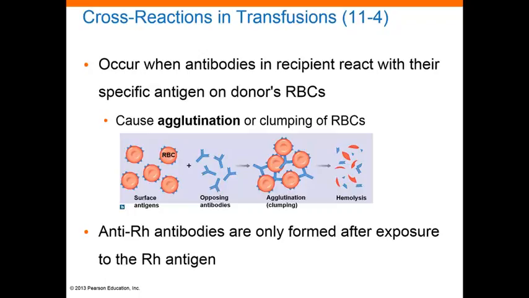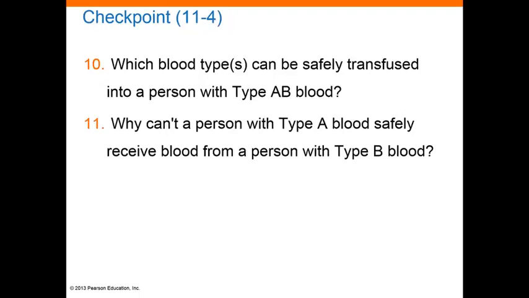But anti-Rh antibodies are different. Anti-Rh antibodies do not develop unless an individual is exposed to an Rh positive blood, any of those Rh antigens. Exposure can occur accidentally, during a transfusion, or during childbirth. That brings us to the last checkpoint of this lecture recording. See if you can test your knowledge and answer these questions before you move on to the next recording.